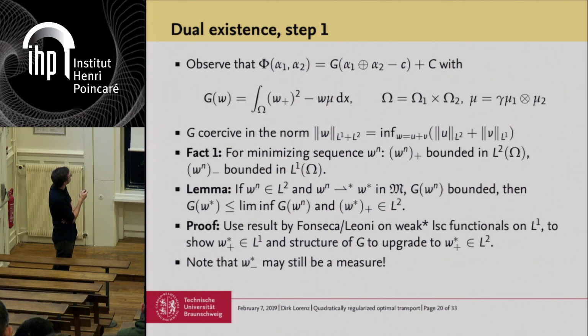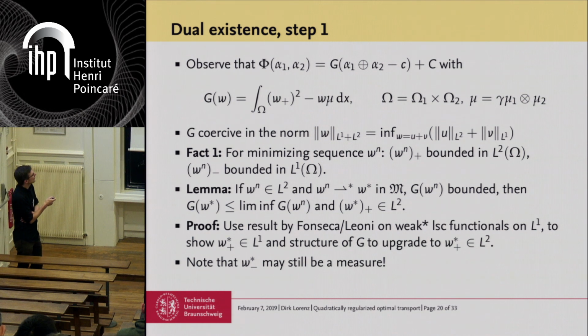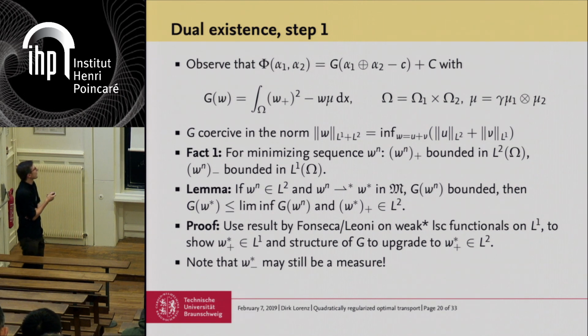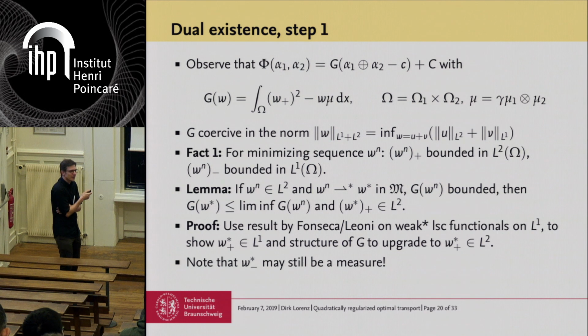Now, if you have a minimizing sequence for the functional g, you see that the positive part is bounded in L2 and the negative part is bounded in L1. Bounded in L2 for the positive part just because of this, and bounded in L1 for the negative part because mu is positive and bounded away from 0, so the negative part which goes in here is also going to stay bounded.